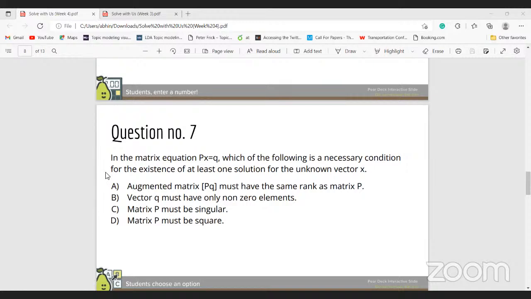If you see option B, vector Q must have non-zero elements. It's not true. Your equation can have solutions even if Q has zero elements, so option B is incorrect. Option C is matrix P must be singular. No, it should not be singular, because if P is singular, then the determinant is zero. Then, matrix P must be square. Not necessarily. There are situations where P may not be square. So the answer is A. Pranav, good, you found the correct answer on time.